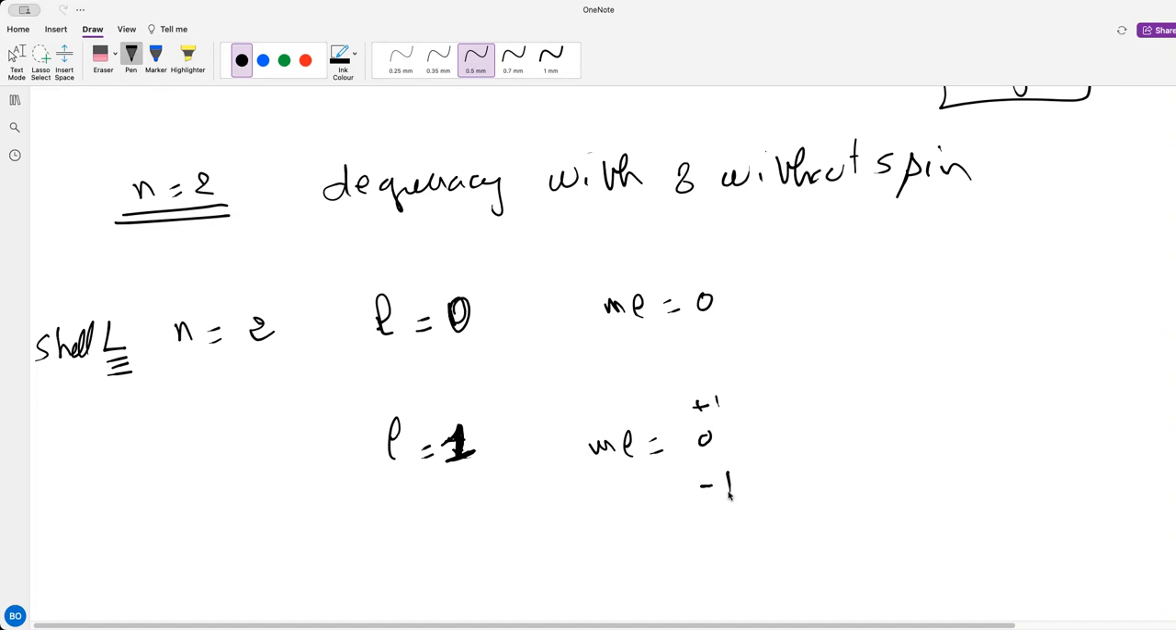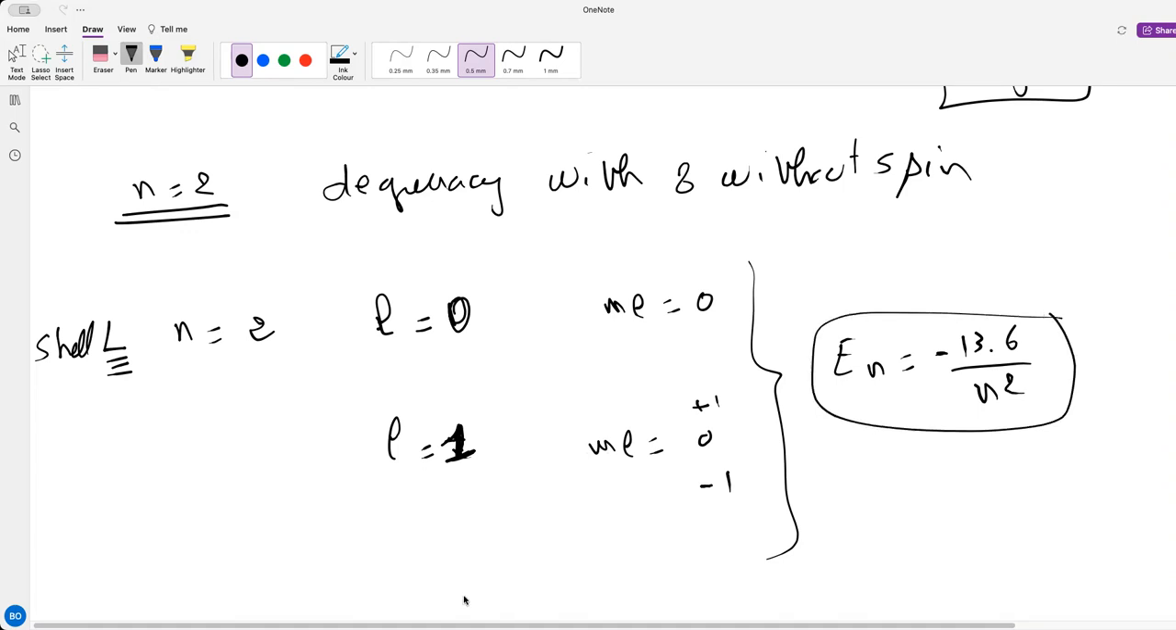L equals 0, L equals 1. So ML can be 0, and here ML can be plus 1, 0, minus 1. Now, without spin, what is the degeneracy? In fact, this shell has an energy of minus 13.6 over n squared. We are talking, of course, about the hydrogen atom. And this energy level will be given by this state, this state, this state, and this state. So there are 4 possibilities.